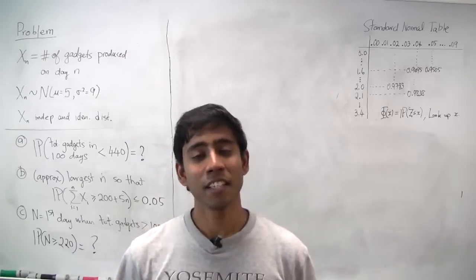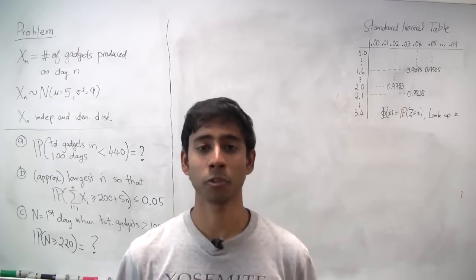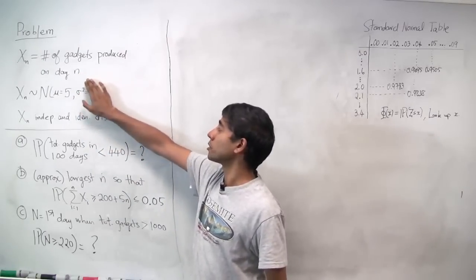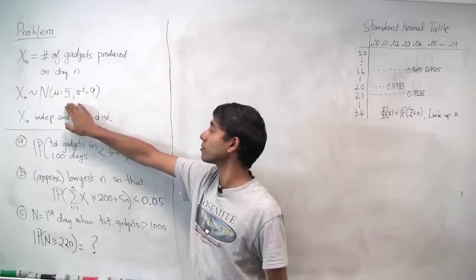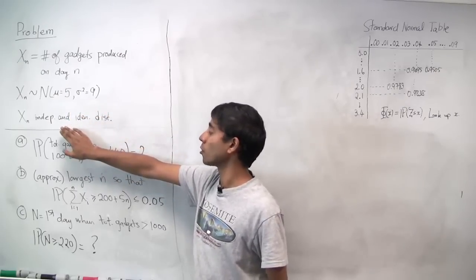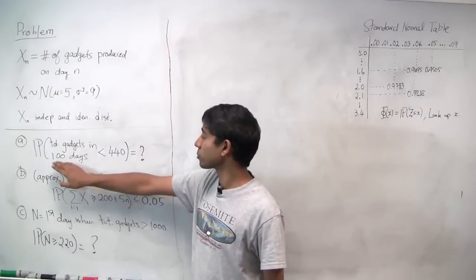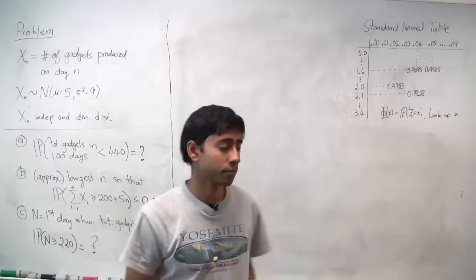Hi, in this video we're going to do some approximate calculations using the central limit theorem. We're given that Xn is the number of gadgets produced on day n by a factory, and it has a normal distribution with mean 5 and variance 9, and they're all independent and identically distributed. We're looking for the probability that the total number of gadgets in 100 days is less than 440.